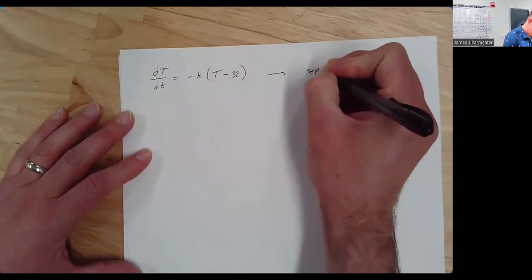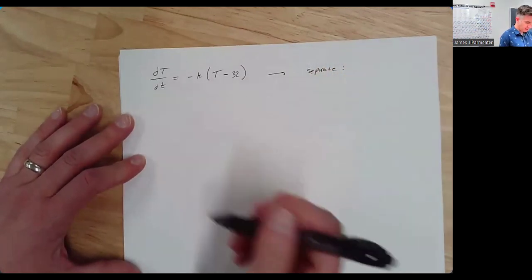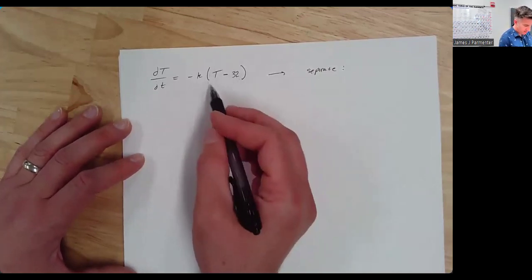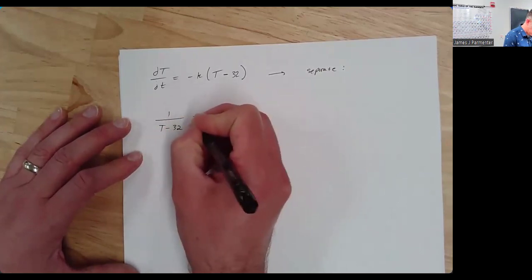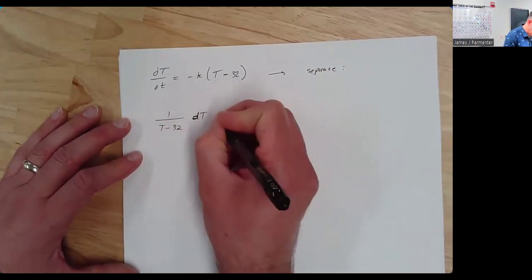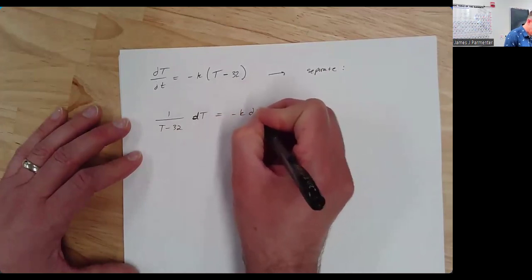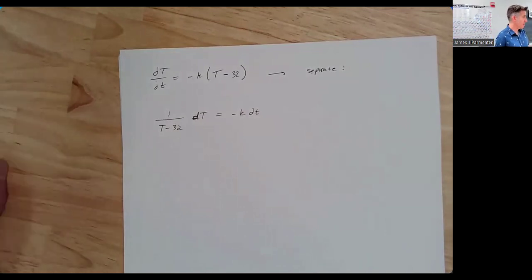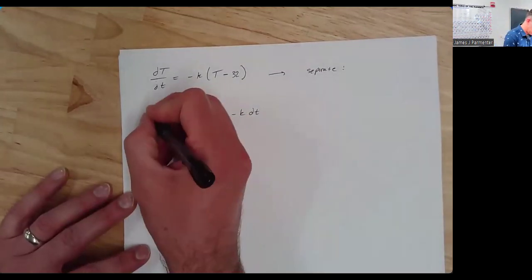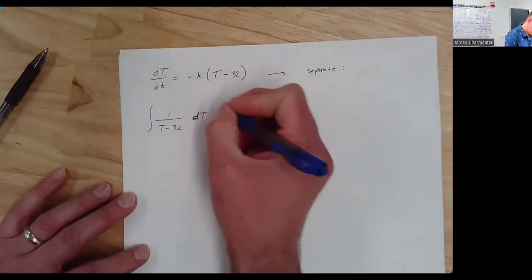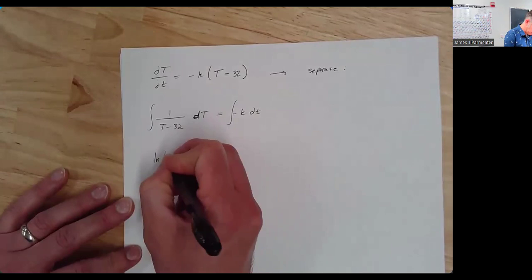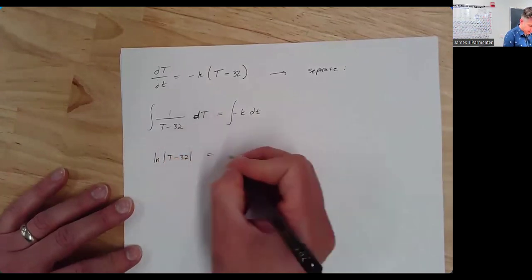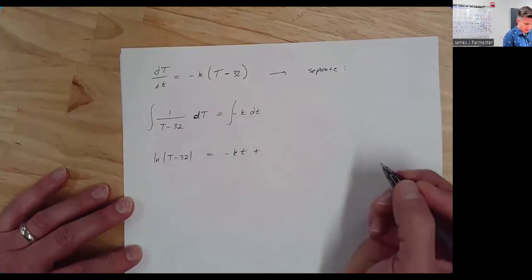If we separate, we're going to bring the capital T's to the left, the lowercase t's to the right. So I'm going to divide both sides by T minus 32 and get 1 over T minus 32 dT, don't forget the dT there, equal to negative k times dt. So there's our variables separated, capital T's on the left, lowercase t's on the right. Now we're going to integrate both sides. On the left-hand side, we get the natural log of the absolute value of T minus 32. On the right-hand side, we get negative kt plus another constant. Let's call it C.